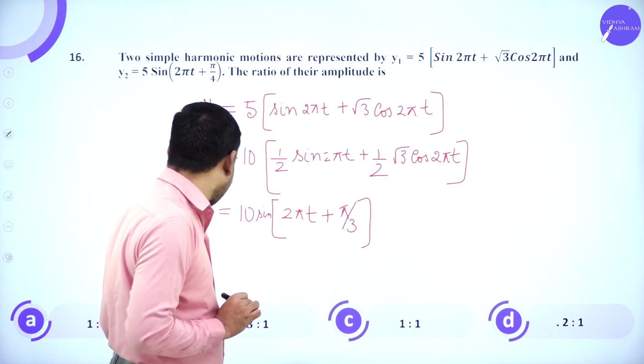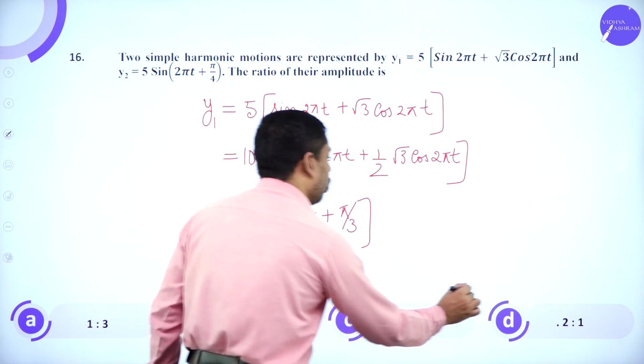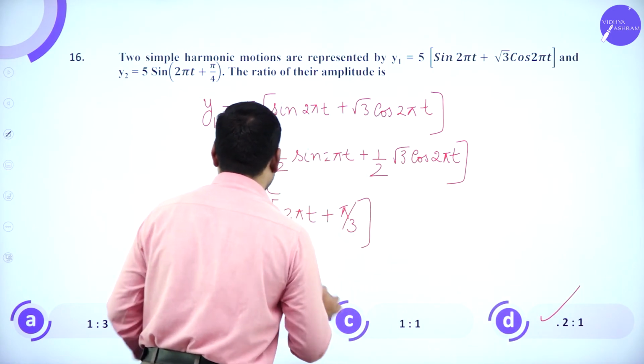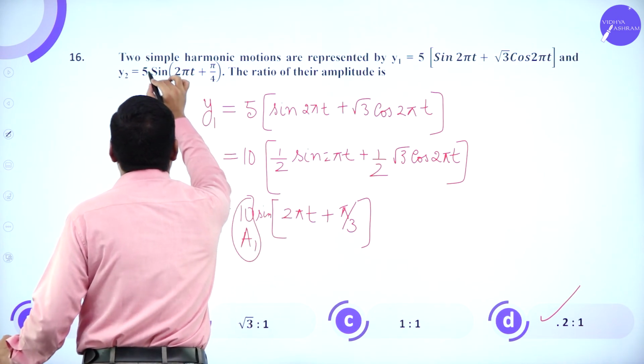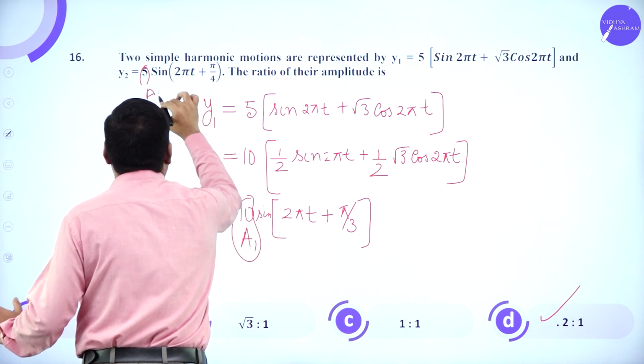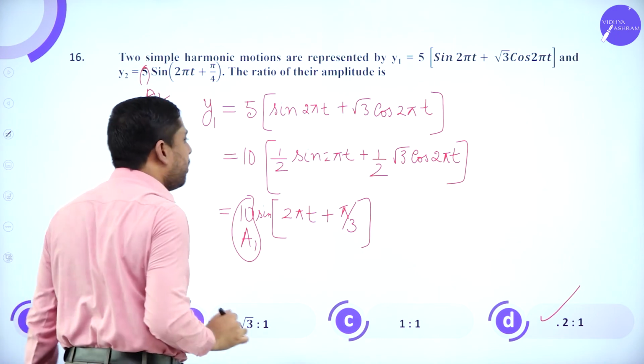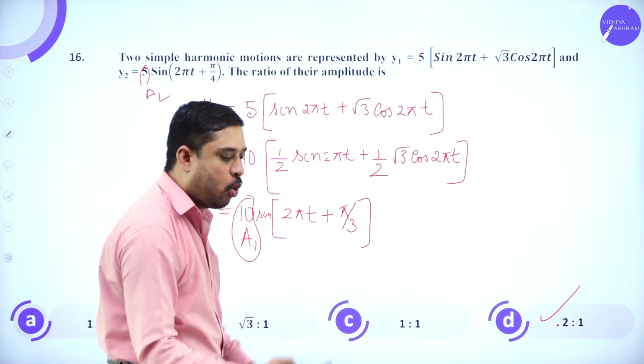So what will be the answer? It is 2:1. Here amplitude a1 is 10. Now here it is a2, 10 divided by 5, 2:1.